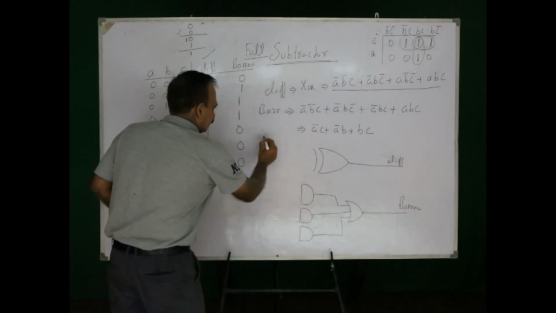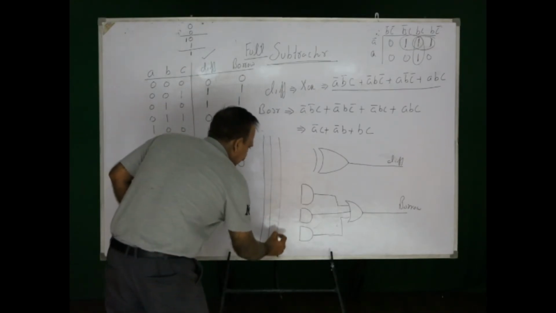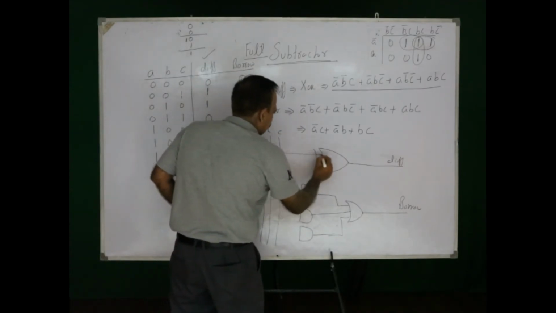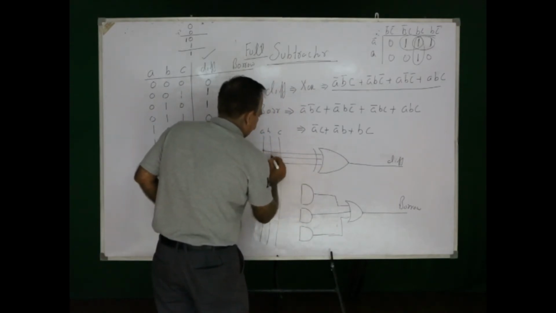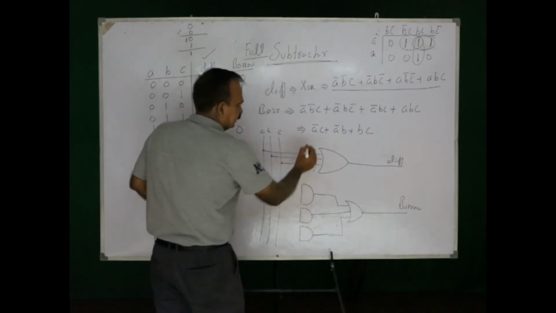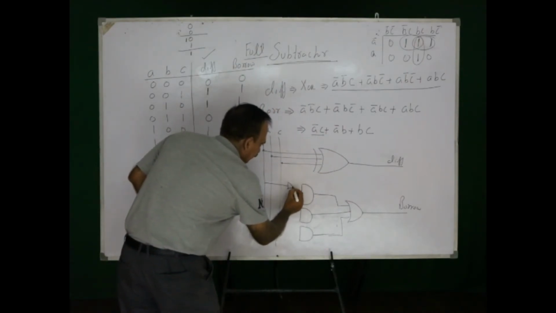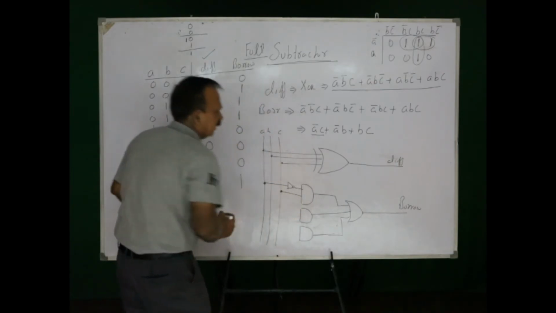Now there are three inputs: A, B, and the third one is C. No doubt this XOR gate will have these three values A, B and C. But for these it is A bar and C. Now A bar, I hope, is a NOT gate. This is A bar and C.